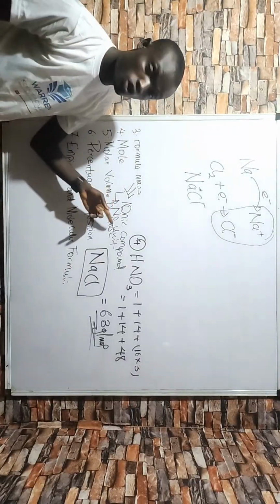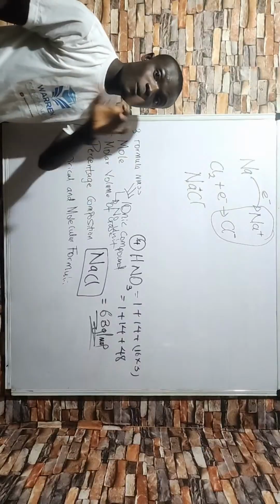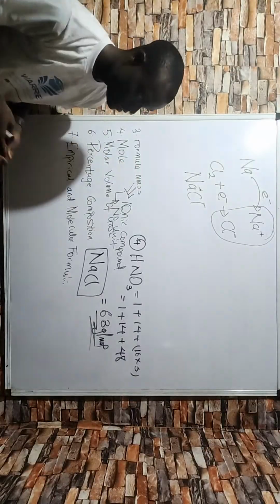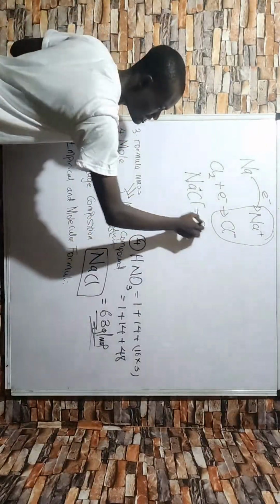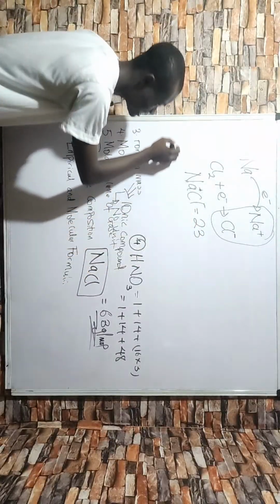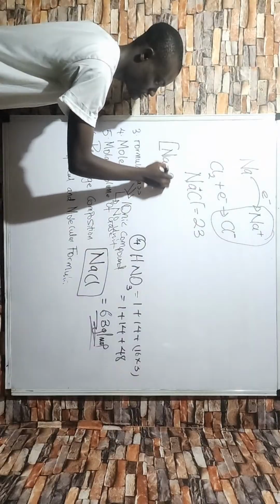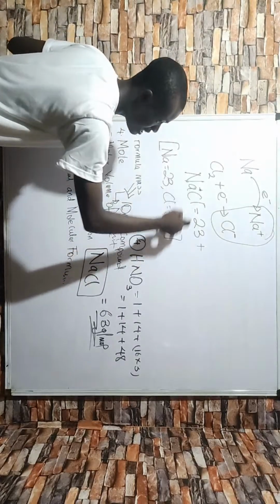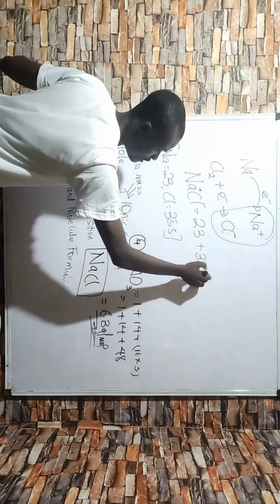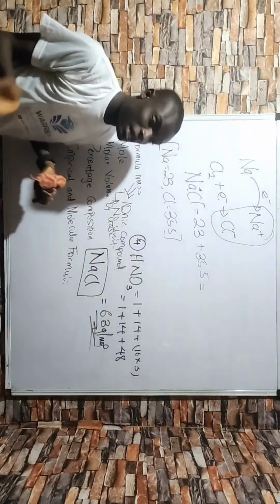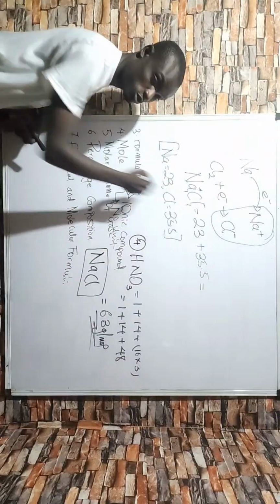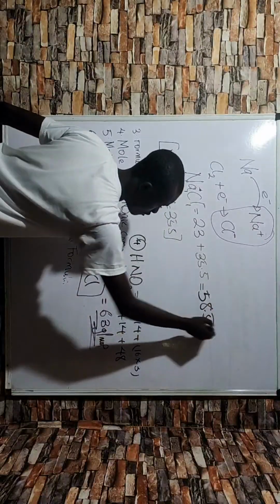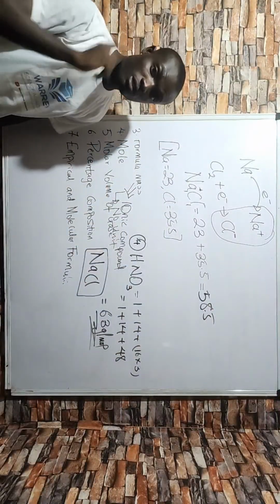The mass for such a compound is what we call the formula mass. One unique thing you should know is that formula mass has no unit. So let's calculate the mass of sodium chloride. The relative atomic mass of Na is 23, then chlorine is 35.5. We are not multiplying because we have one atom of sodium and one atom of chlorine, so we just add them up and get 58.5. Like I said, there is no unit for formula mass.